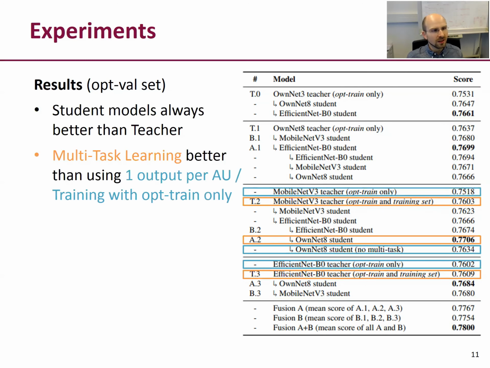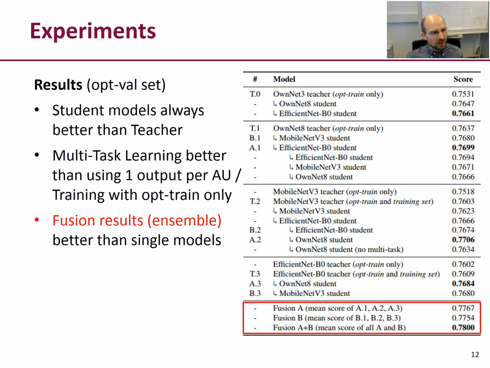Second, the multitask learning is better than only using one output per action unit. And also multitask learning is better than only training with the opt-train set. And third, we see that the ensemble results are better than all the single model results.